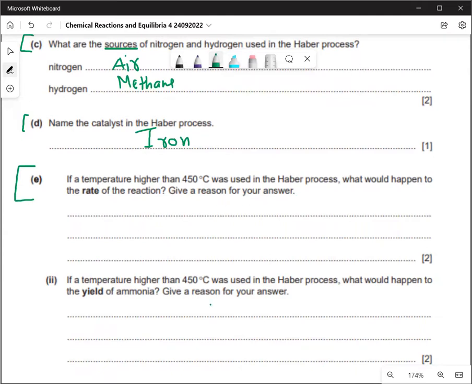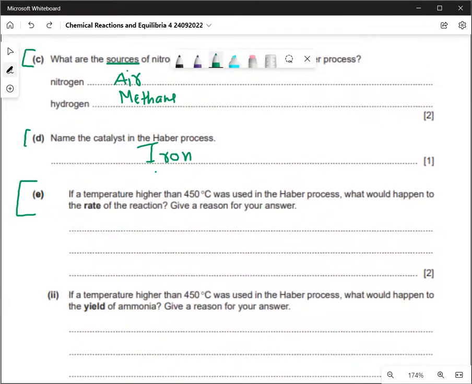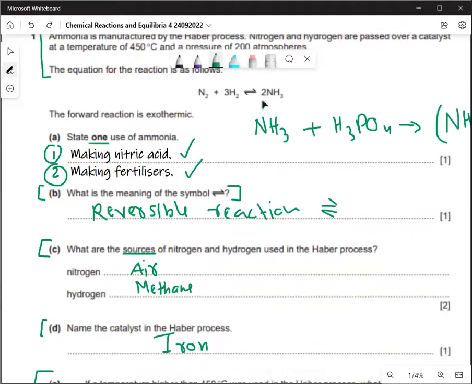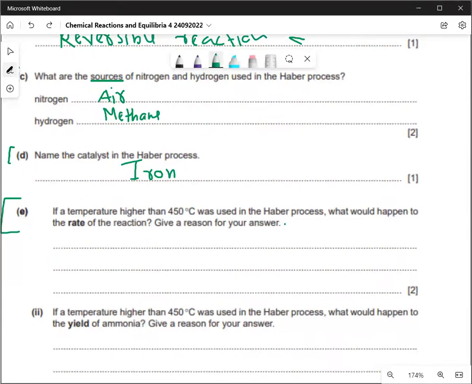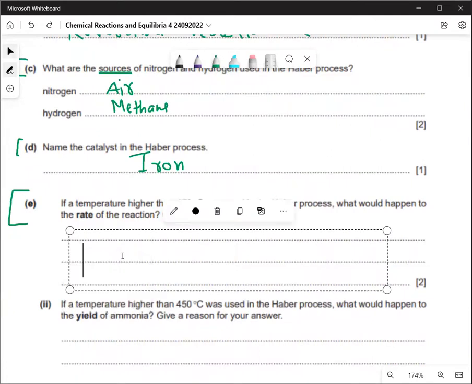If the temperature higher than 450 degrees Celsius was used in the Haber process, what would happen to the rate of reaction? Give a reason for your answer. Okay, Zahra, answer. Sir, we have to rate the reaction, right? Like, is it exo or endo? No, the thing is, we know it's always exothermic. Both Haber process and contact process are exothermic, right? So how do we write the answer here?